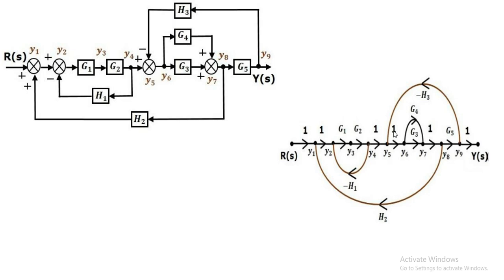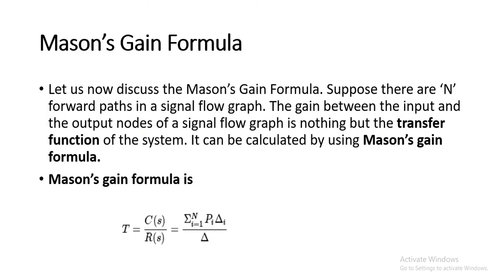Okay. So after converting this block diagram into this signal flow graph, the next process is that we have to just calculate the gain of this signal flow graph diagram. And for the same, we have to use Mason's gain formula. Okay, so let us discuss Mason's gain formula. Suppose there are n forward paths in a signal flow graph. So what do we mean by forward path? That we will see afterwards.